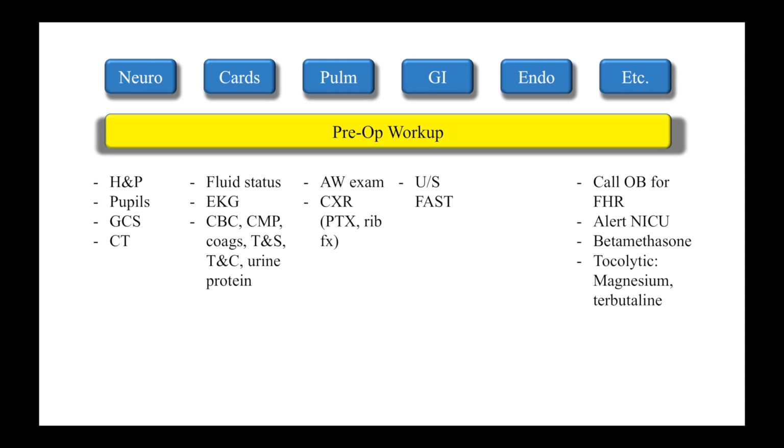And then I would think through the tocolytics. Magnesium has the advantage of maternal and fetal cerebral protection. However, it could cause worsening neurologic depression, which may affect the postoperative neurocheck. And then terbutaline is also a tocolytic. However, it is a beta agonist, and she is already critically hypertensive.